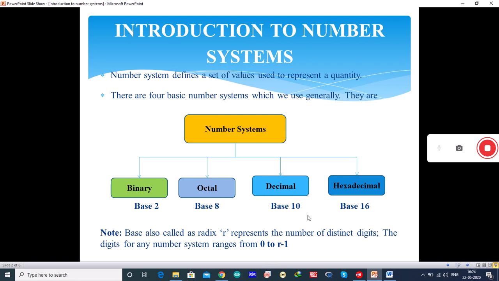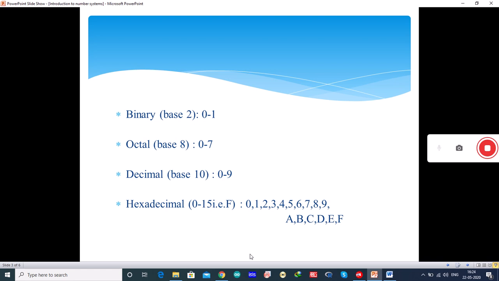That is, if you have base 10, it starts from 0 and ends at 10 minus 1, that is 0 to 9. So let us consider the number systems. First, the general number system we use, the decimal number system, which has base 10, so it has distinct digits from 0 to 9. Binary has base 2, so 0 to 2 minus 1, that is 0 to 1. Note that in the binary number system we don't call them digits, we call them binary digits, that is bits.